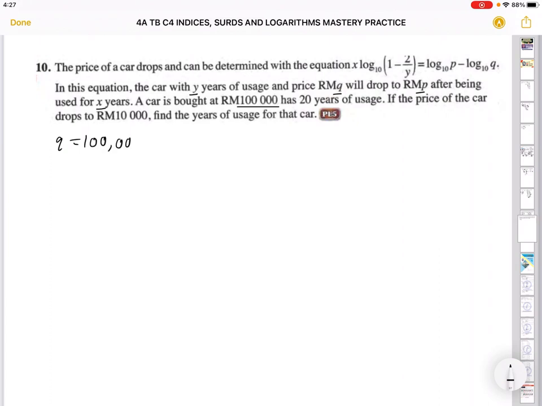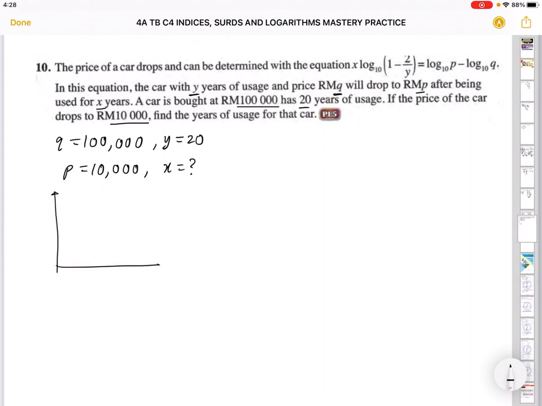Okay. It has 20 years of usage. That means your y, the corresponding value of your y here, when q is 100,000, your y is 20 years. Okay, so if the price of the car dropped to 10,000, that means your p is now 10,000, not 100,000. I want to find the year of usage of the car. So maybe I can just draw a simple illustration.